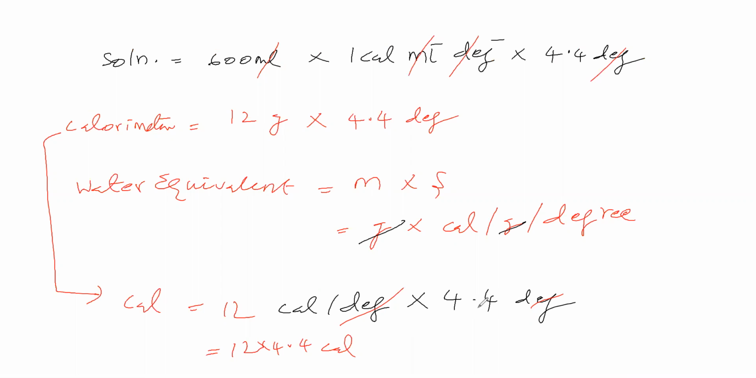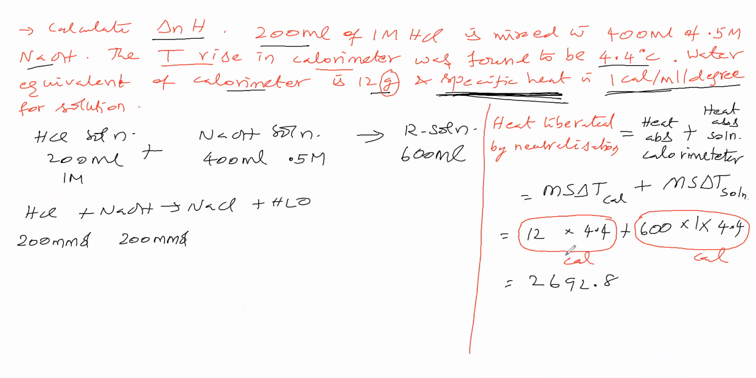Then the rise in temperature unit we have written, so we are getting calorie. Therefore, this is calorie, this is calorie, therefore it is calorie. This is the total heat absorbed by calorimeter and solution. So calorimeter and solution absorb this much heat, which is given by the neutralization. This neutralization liberates this much.